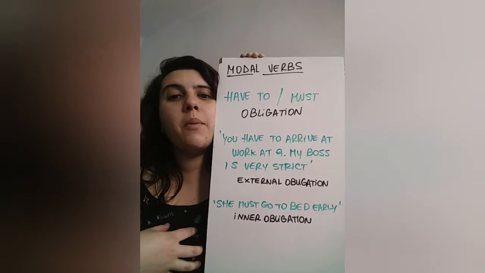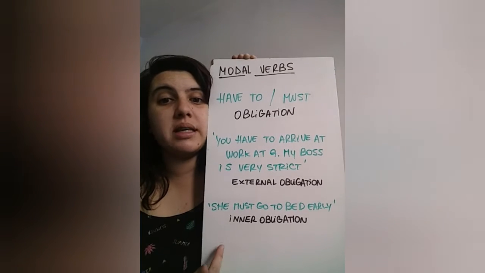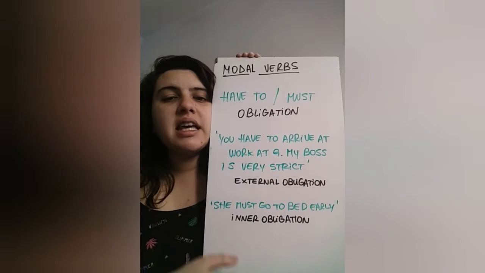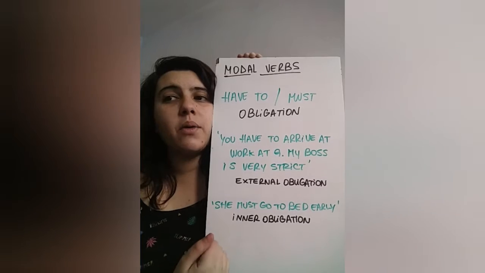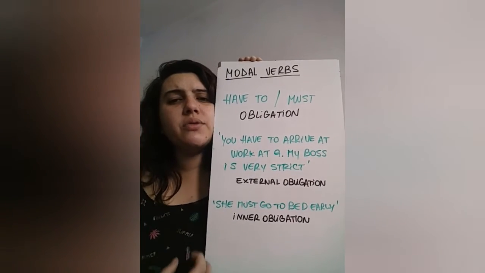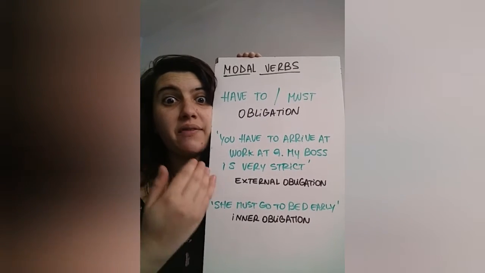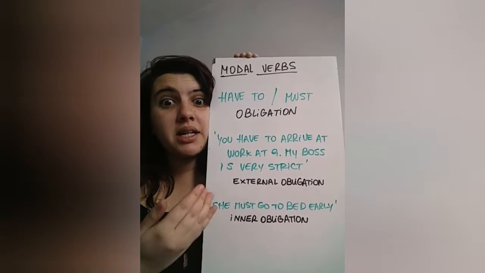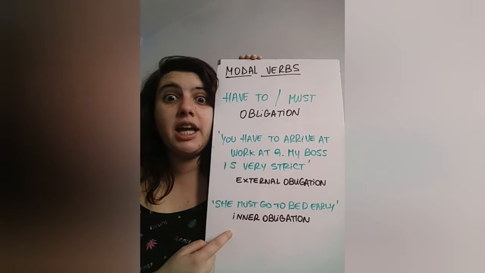Algo que yo mismo me impongo, una obligación que una persona se impone a sí misma, ¿ok? For example, she must go to bed early, okay? So it's important for you, vos pensás, vos creés que es importante para vos que te acuestes temprano, okay? That's an inner obligation. Eso es una obligación que me impongo a mí mismo. Okay, so that's the difference between have to and must. Both of them are used to talk about obligation, but have to is for external obligation and must is for inner obligation.